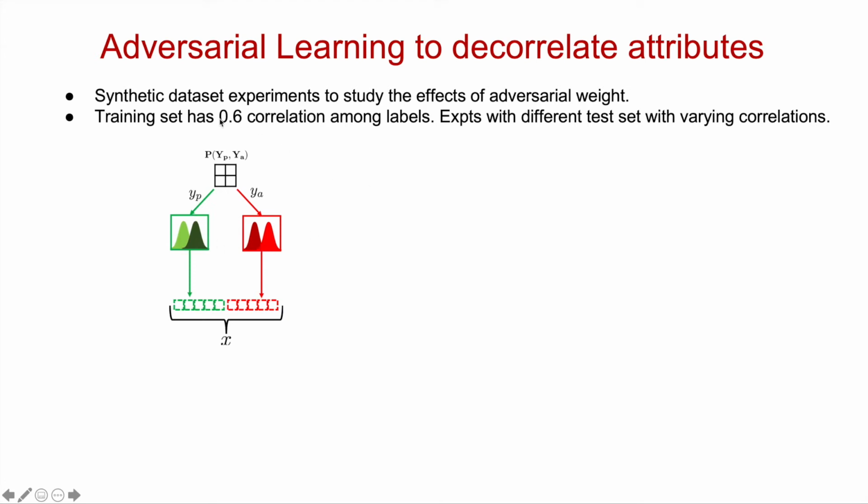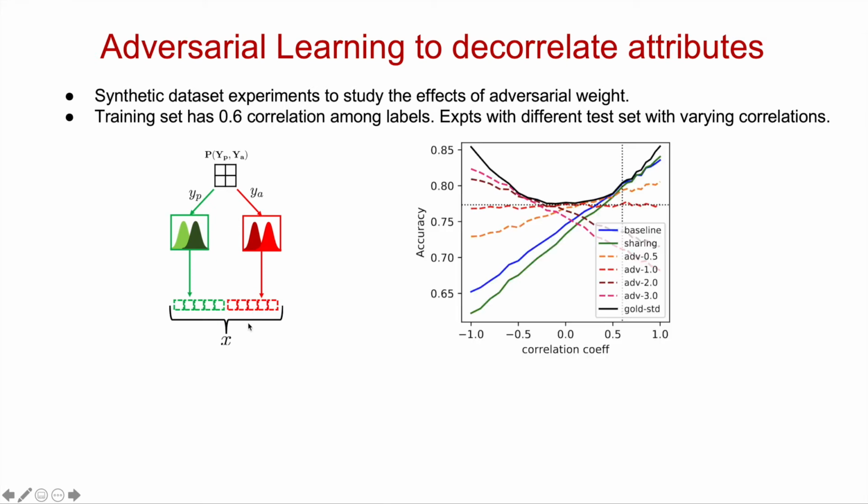In training, we fix 0.6 as the correlation coefficient between the primary and auxiliary labels, and for the test, we vary the correlation shift from -1 to 1. We train the model to predict the primary label on the train set and measure accuracies on all the test sets. And this plot here shows the result. The x-axis of the plot shows the correlation coefficient of the test set, and the y-axis the accuracy. So this dotted line shows the correlation coefficient in the training set.